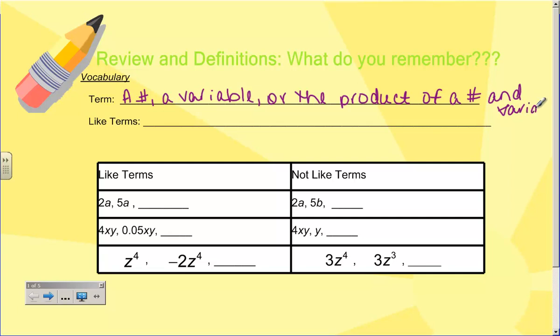So a number could be a term: 2, 8, 24. A variable: x, y, z. Or it has to be the product of the two. So 2a, x times y, anything to that effect. That makes a term. Like terms are terms that have the same variable to the same power.